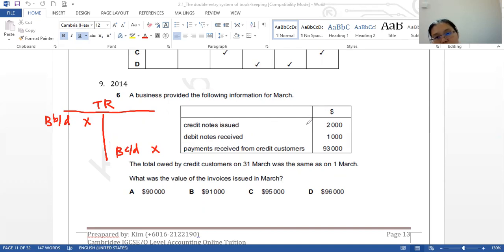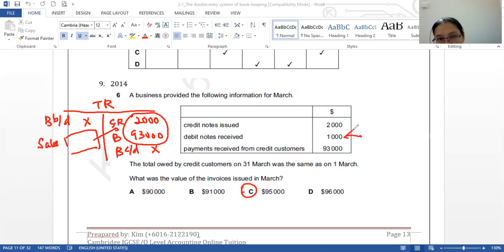Credit notes issued refers to the sales return, 2,000. Payment received from customer refers to the bank, 93,000. So the sales amount that you are required to find is these two amounts added up, which is 95,000. For this debit note received, let me see why it is in here.